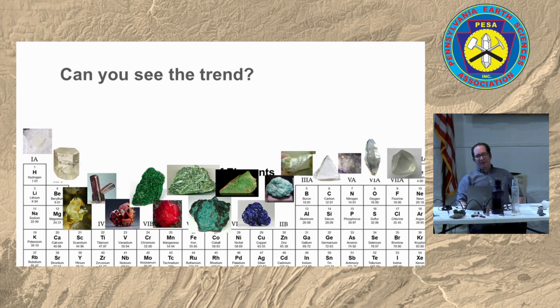So speaking of chemicals, when it comes to colors, there's a very distinct trend, at least for inorganic compounds like minerals. This is the periodic table of elements. And what I did was I took a mineral from the first element on each column and placed them above their column. So like this is a lithium mineral, that's beryl, and so on and so forth.